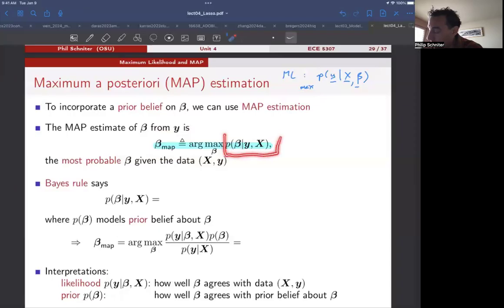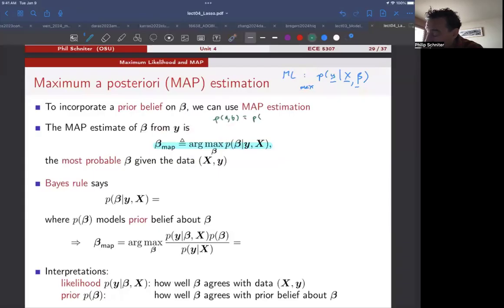So our first task is to figure out how do I turn this probability of beta given y and x into something a little bit more tractable, into quantities that I have. And to do this, we're going to use something called Bayes' rule. And to understand Bayes' rule, let me start by just reminding you that, for example, if I have two random variables, A and B, I could have a density, which is the density of A and B together.